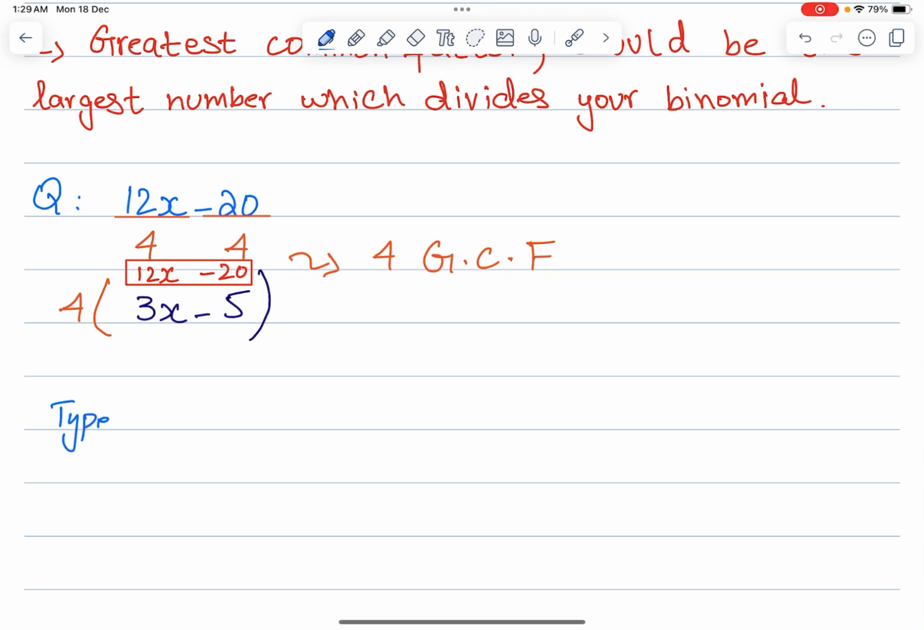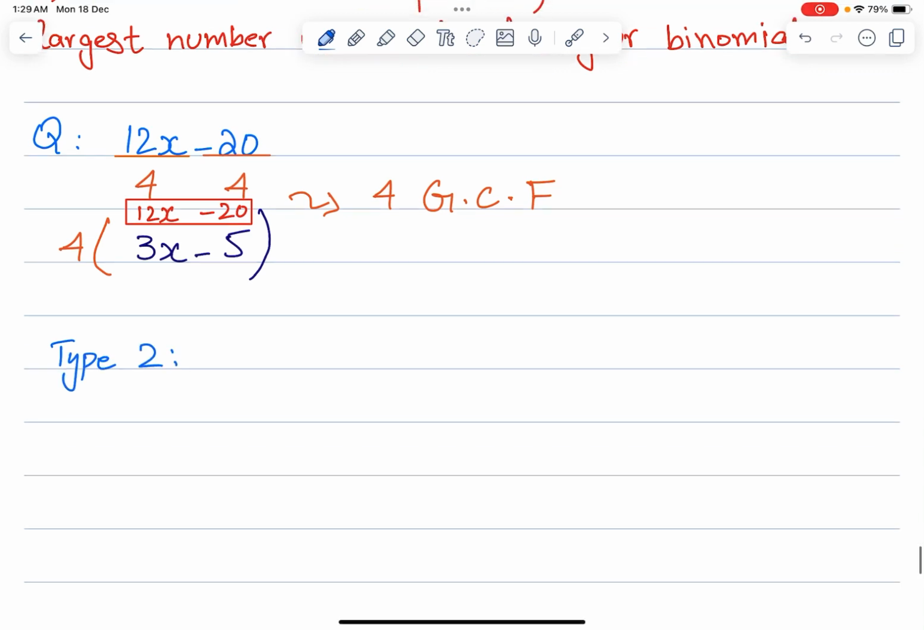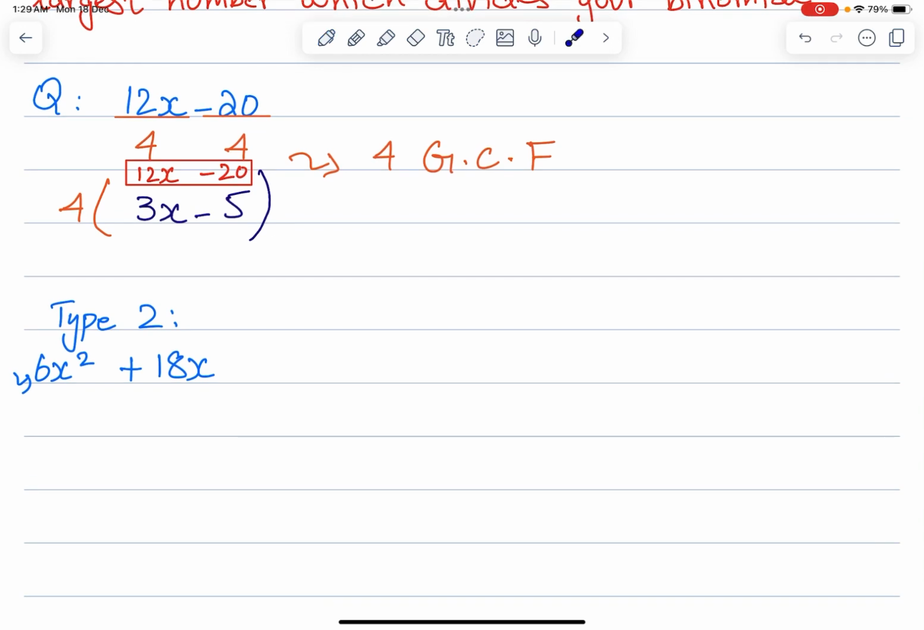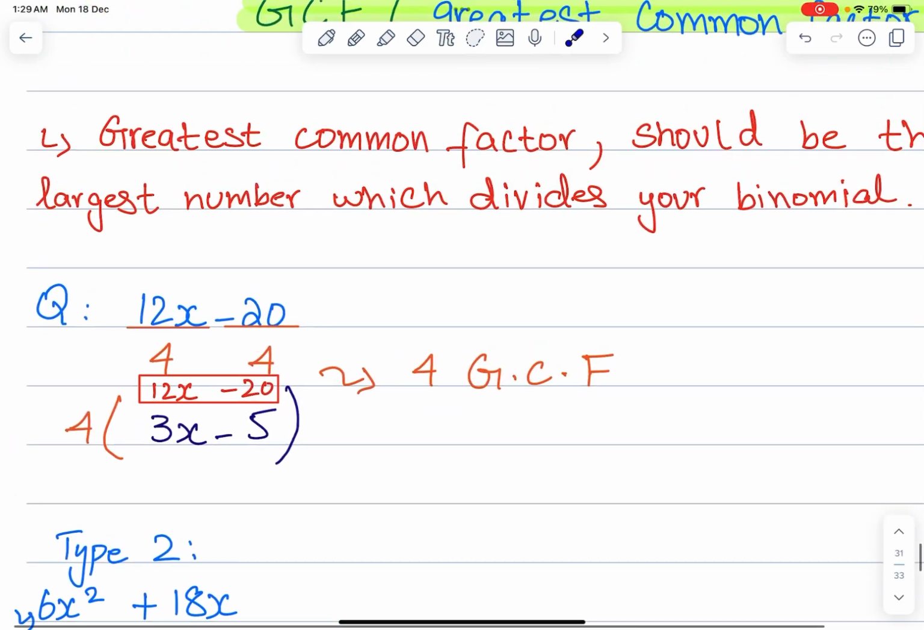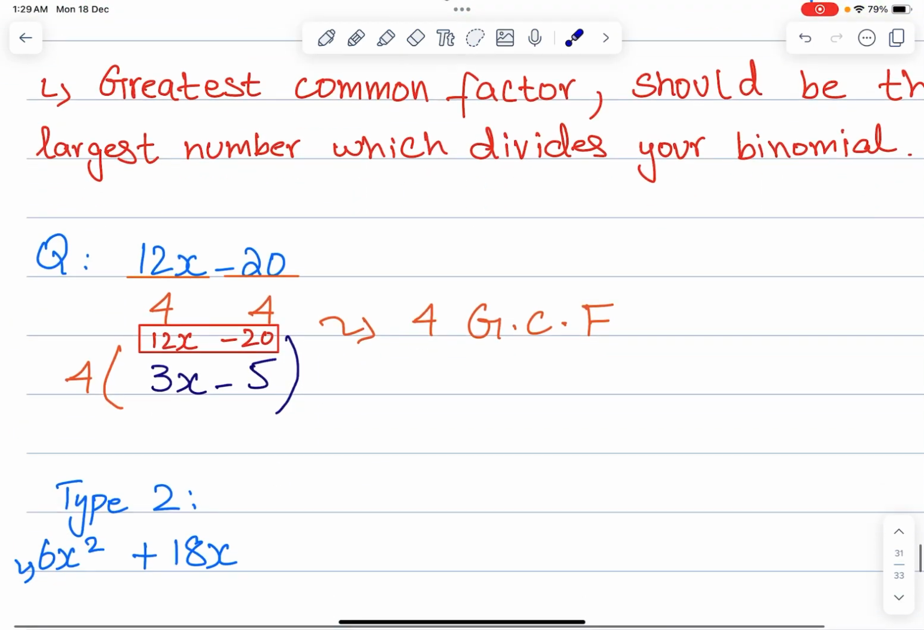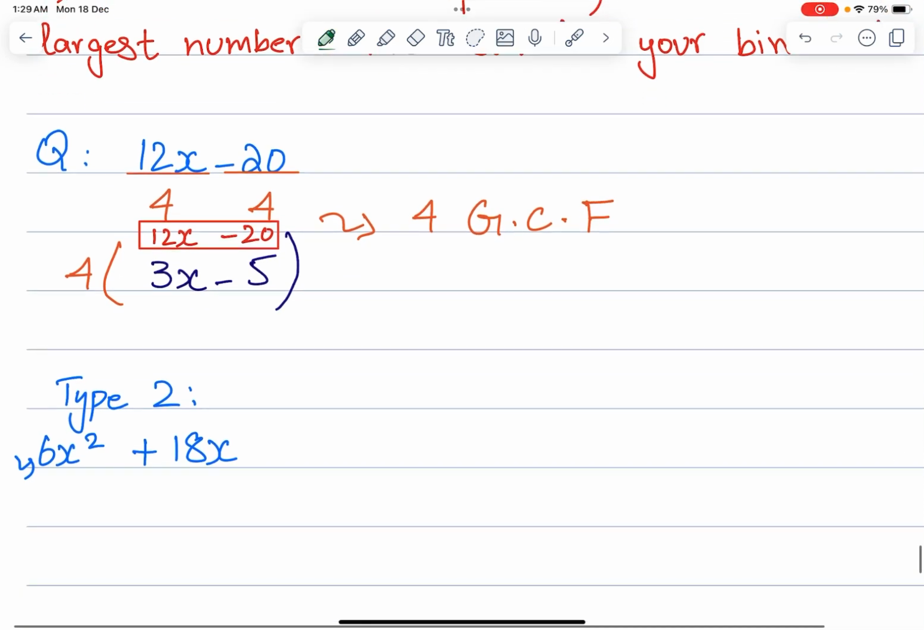Type 2. So I said in type 2, for instance, look at this question. You have 6x squared plus 18x. So you just look at it and you get the concept that yes, we have 6 and 18. What do you have to do when you have two variable terms? This is going to be the core tip for solving the questions ahead. What do you look at when you have two variables? You have 6x to the power 2 plus 18x to the power 1.